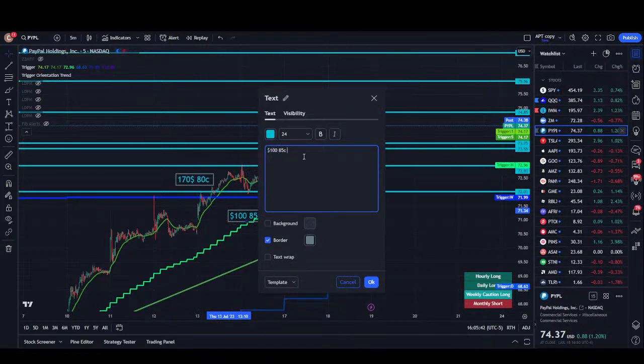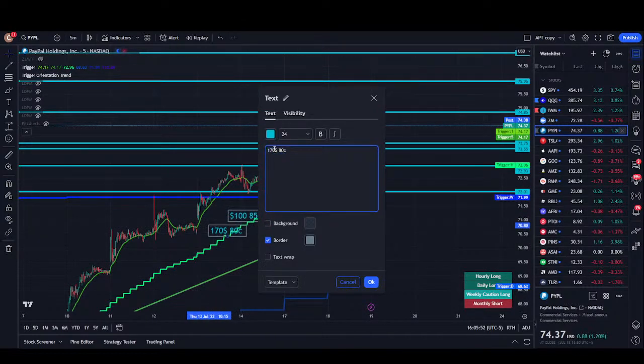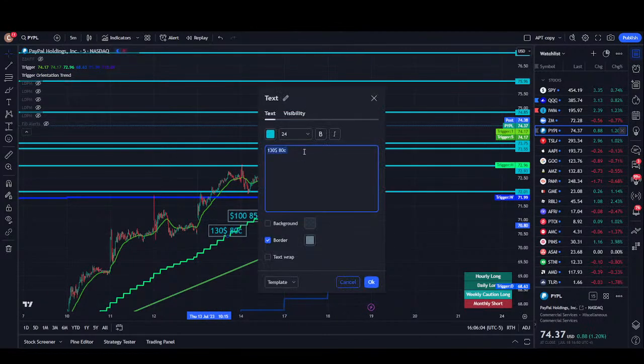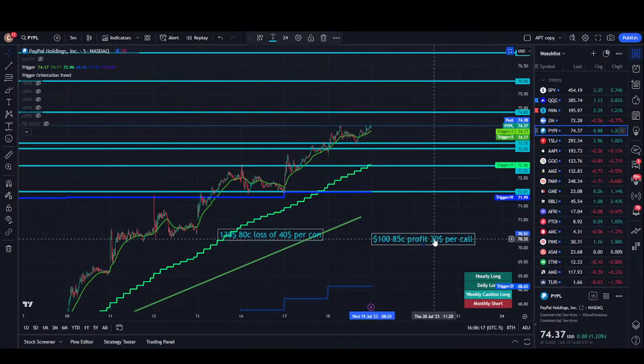And I profited $30 per call. Now, this comes down also, and this comes down to, let's just say, 135. All right, so this lost $30 in value. This lost $40 in value per contract. Okay, now I buy these back and I profited $30 per call.